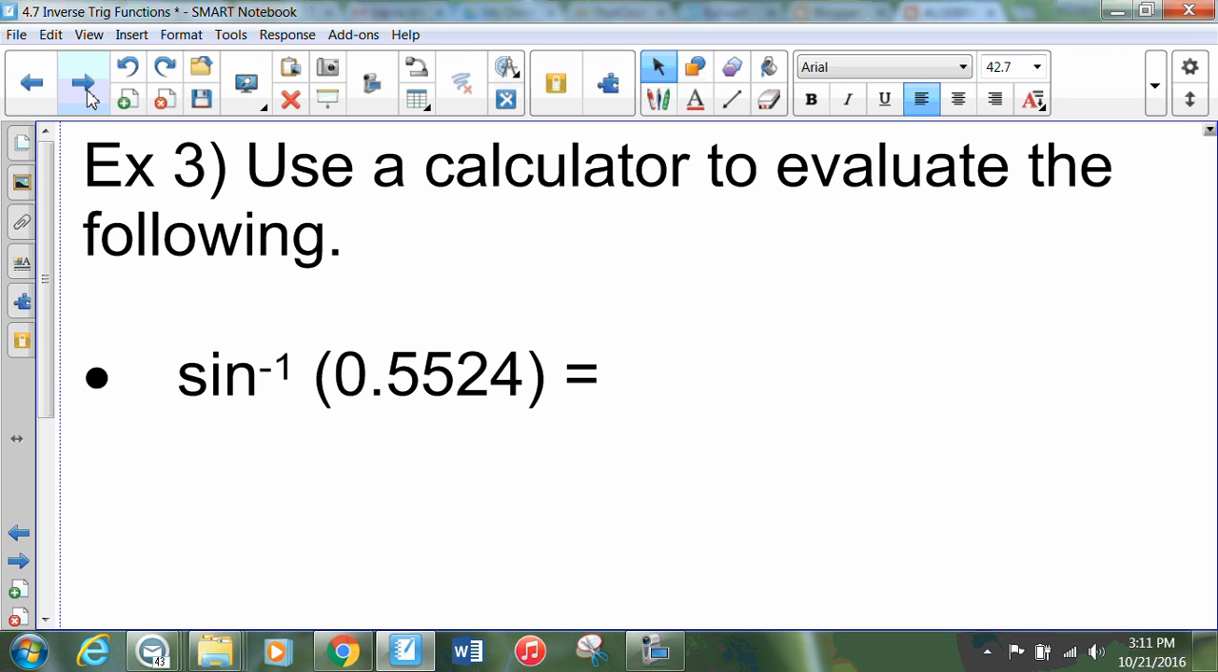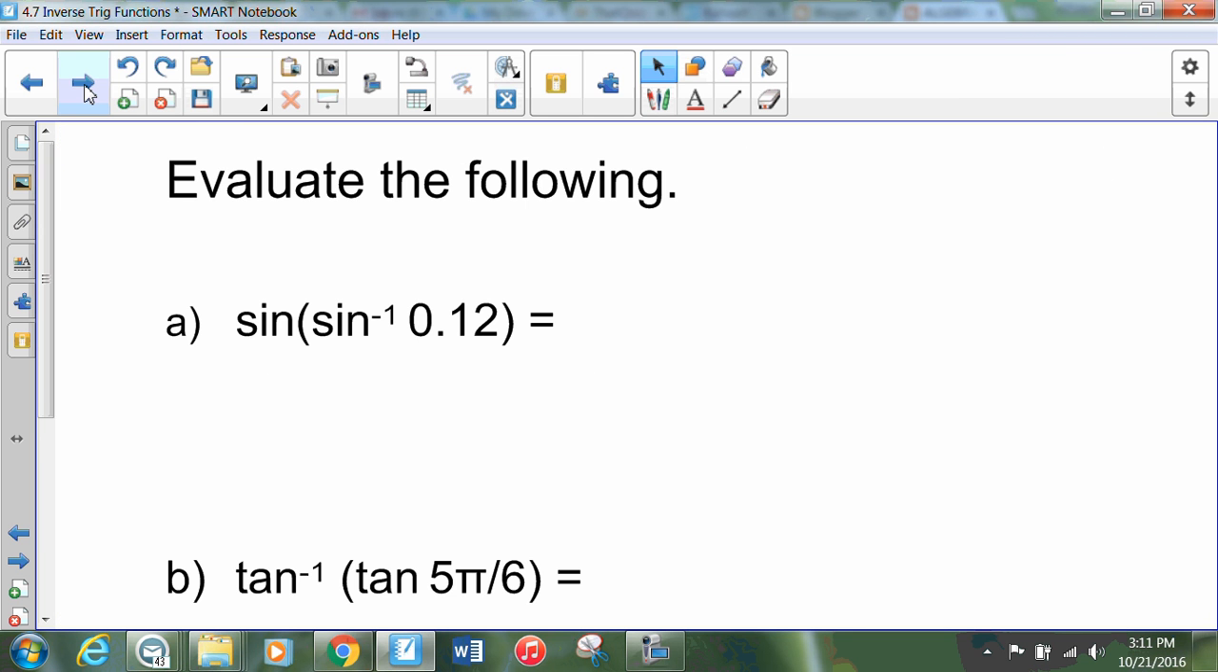Okay, so this is use a calculator to evaluate the following. I don't have a calculator by me, so I'm going to skip this one. Obviously, we all know how to do that. Let's see, evaluate the following.